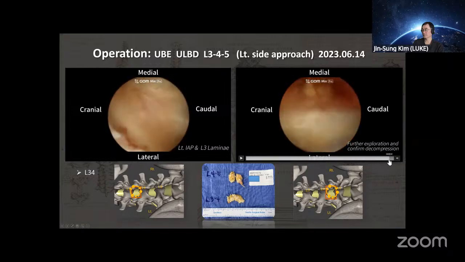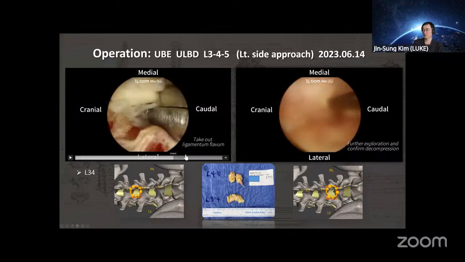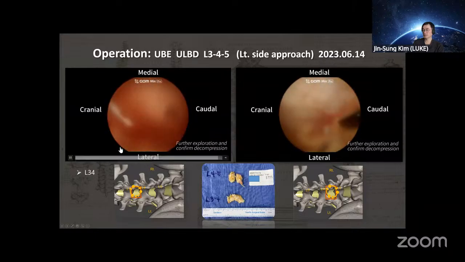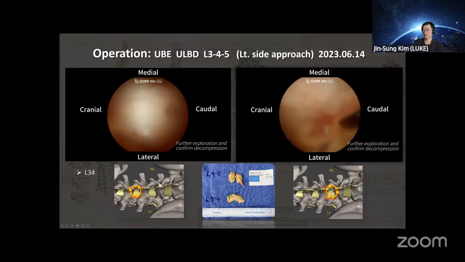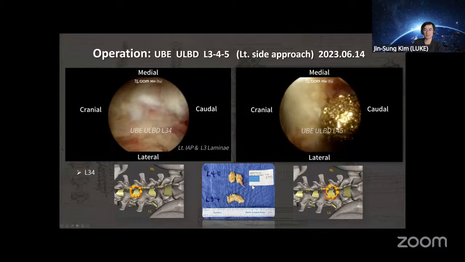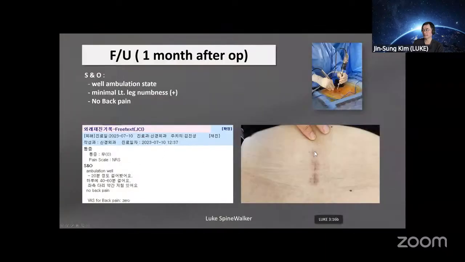I don't have to show all the video, right? Just see the end of the stage. The canal decompression was super low. Mostly the envelope removal level. You can see the 3 separate skin incisions. 2 level, the 1 level for 2 through the incisions, the 4-5 through the 2 incisions.